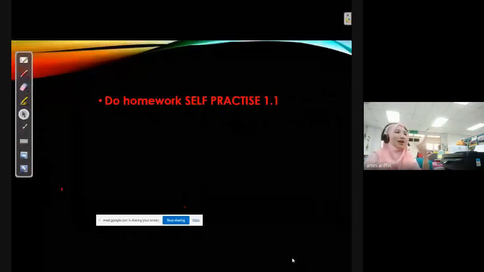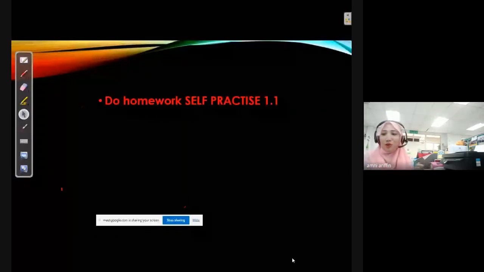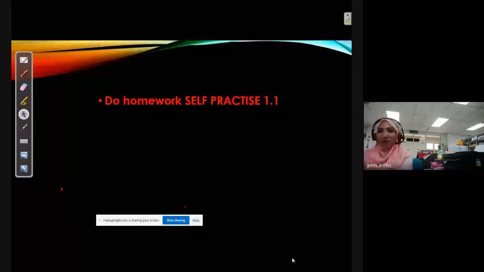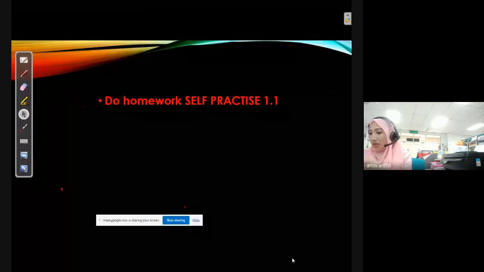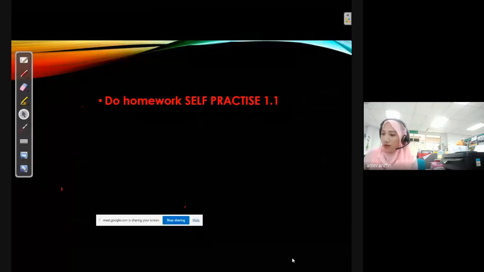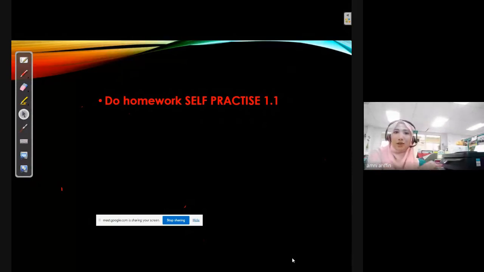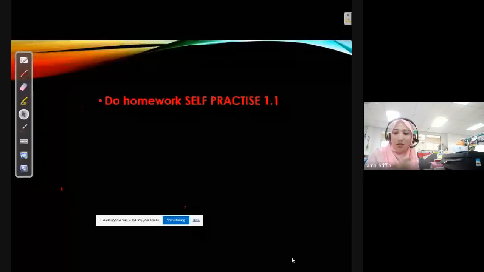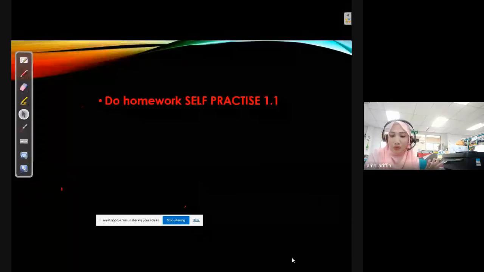So dia punya homework, ngam-ngam pukul 1 buat homework self practice 1.1. Semua sekali, senang je ni. Sepatutnya saya nak bagi 2 homework pada kamu, page 5, 6 and 9. Self practice 1.1 page 5 number 1, number 2, number 3 tu I dah bincangkan, tapi kena buat juga, and then please copy the question. Tolong salin dia punya soalan. Buat latihan dulu.